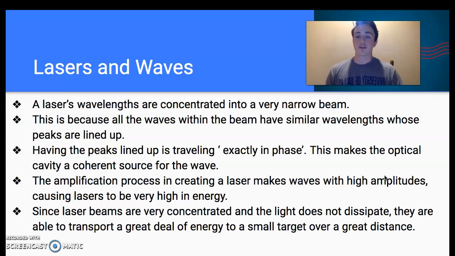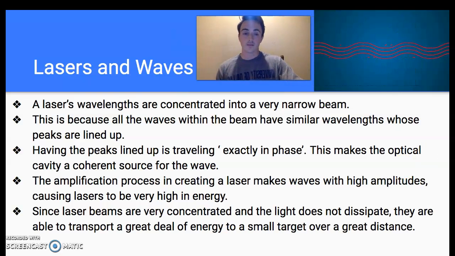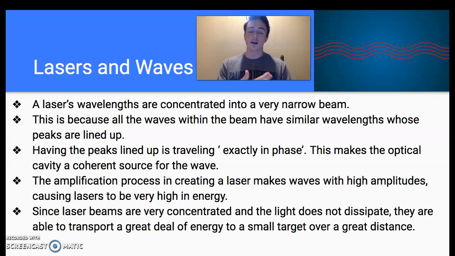So for a laser, its wavelengths are concentrated into this narrow beam, like the GIF up in the corner. And this is because all the waves in the beam have similar wavelengths whose peaks are lined up. And this is termed as the laser is traveling exactly in phase, which also makes the optical cavity a coherent source for the wave. So the amplification process in creating a laser will make a wave with high amplitudes, and the higher the amplitude is of a wave, the higher energy it will be.